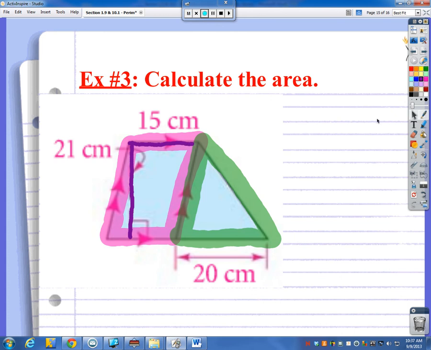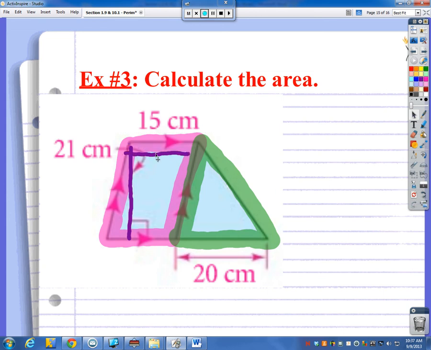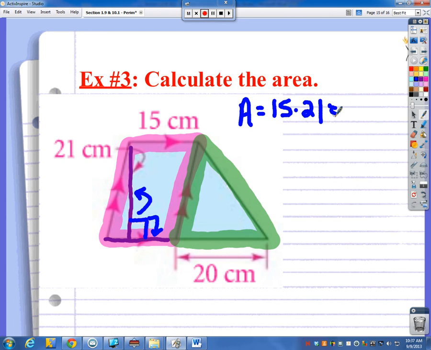Now that 15 that's right up here, we can take that 15 and just slide it down, because there's our 90-degree angle. So this piece that's adjacent to it, that's the base. This piece adjacent to it, that's the height. So the area of our parallelogram is just 15 times 21, which makes 315.